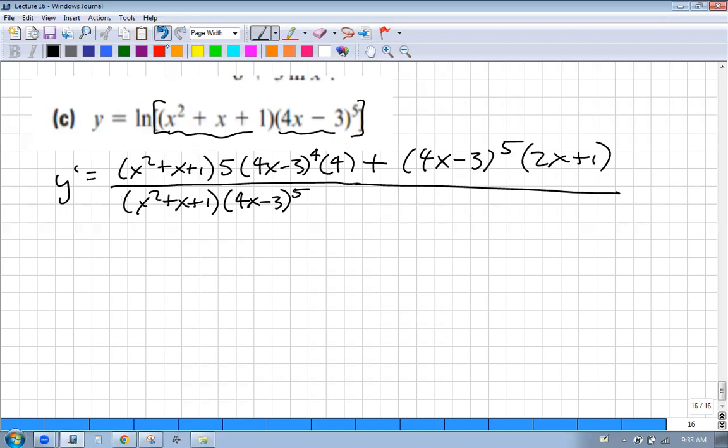1 over the stuff, that's the derivative of the stuff. The derivative of this stuff required the product rule.